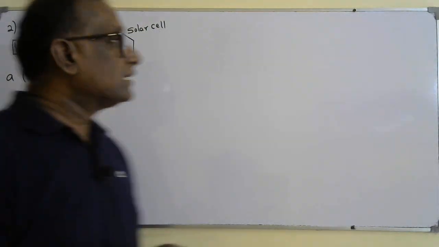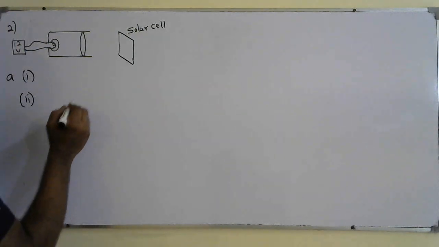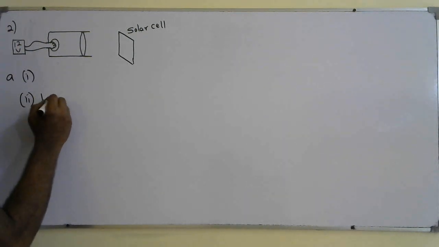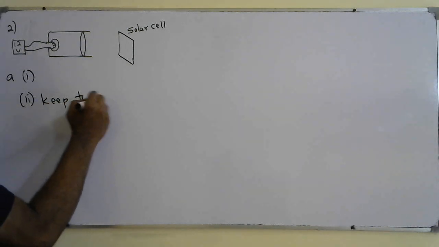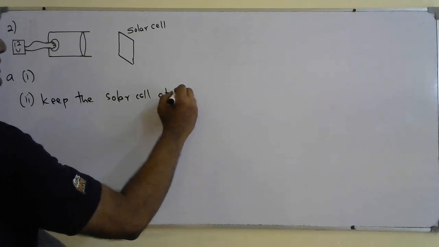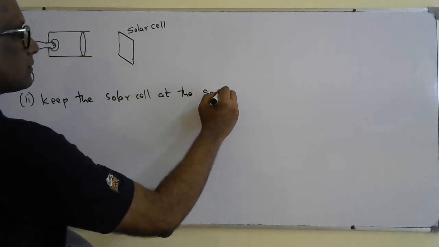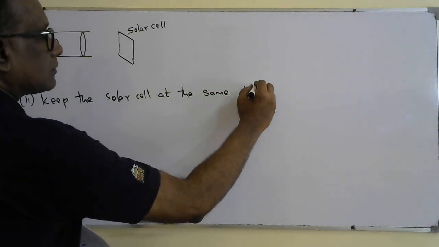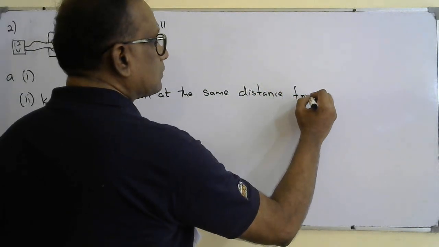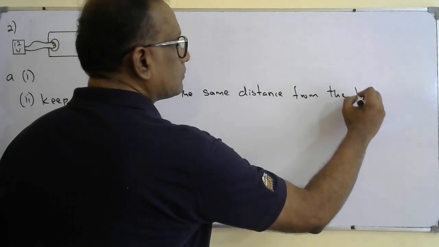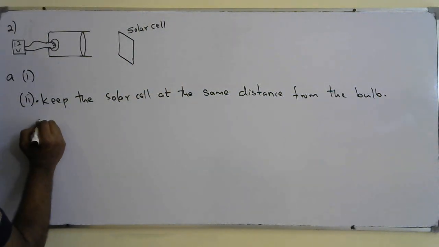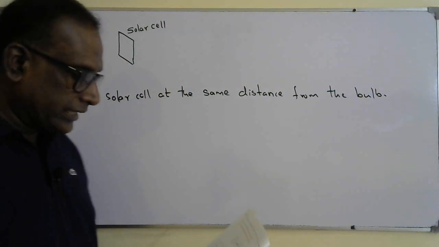First, we should say the solar cell should be kept at the same distance from the bulb. So keep the solar cell at the same distance from the bulb. Second point, that's the first point. What could be the second one? They are asking to give two reasons.